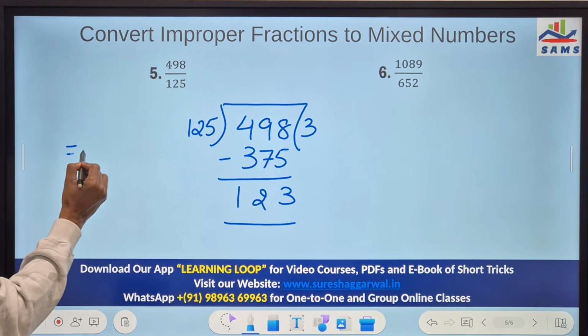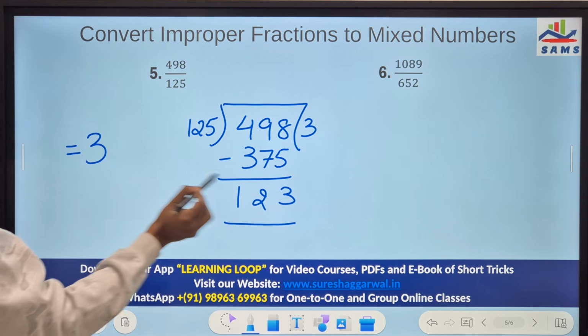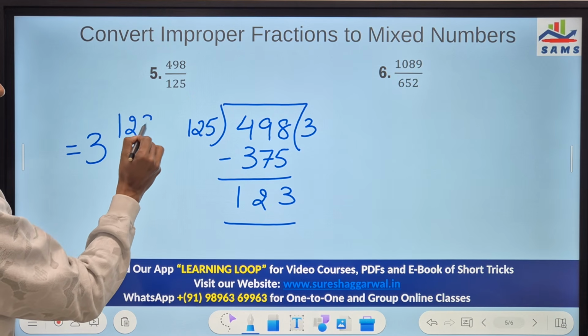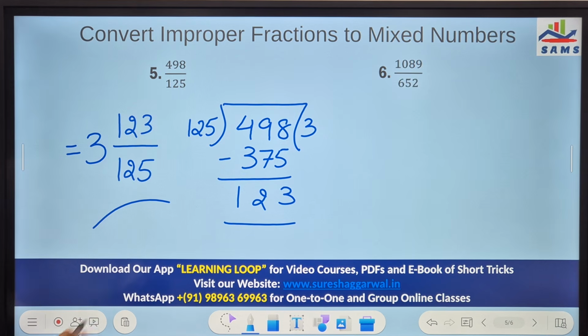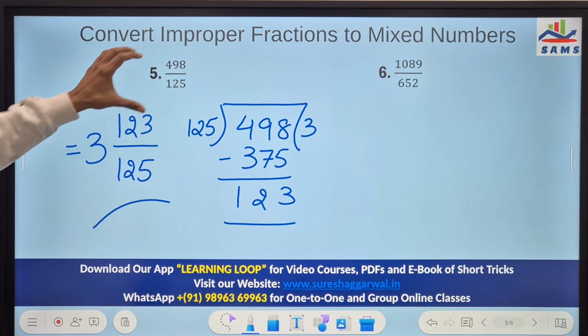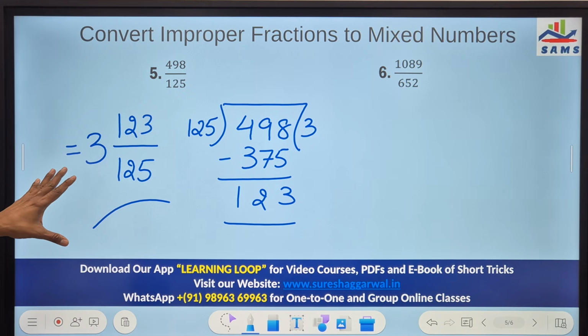So what is the answer? Quotient 3, remainder 123, and divide that by the divisor 125, which gives me the mixed number representation of this improper fraction.